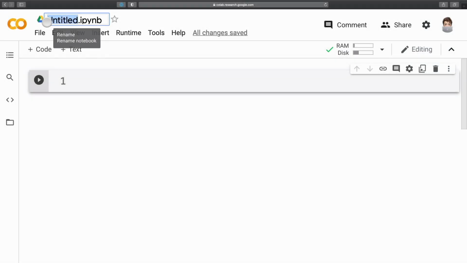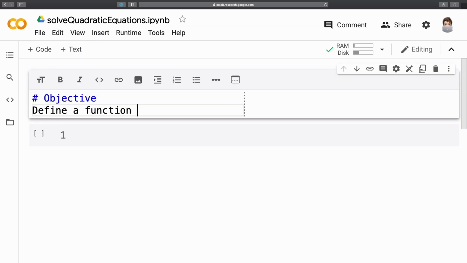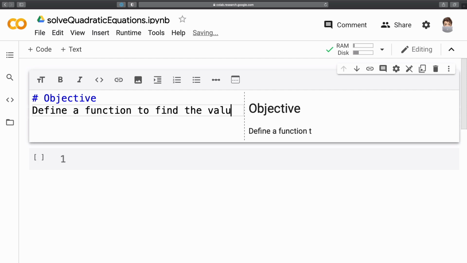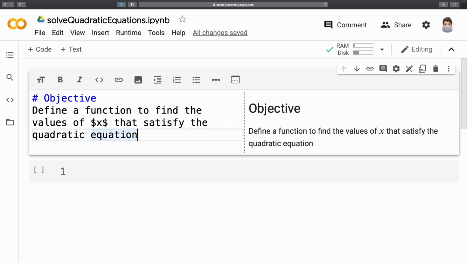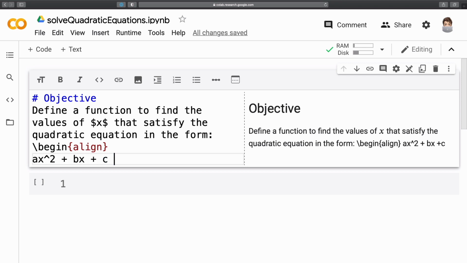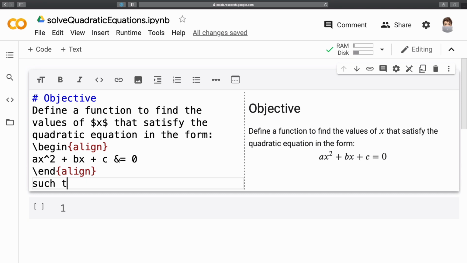Hey, this is Mark, and we are going to be solving some quadratic equations. More specifically, we are going to define a function to find the values of x that satisfy the conditional quadratic equation expressed in the form ax squared plus bx plus c is equal to 0, such that x is going to be a real valued number.